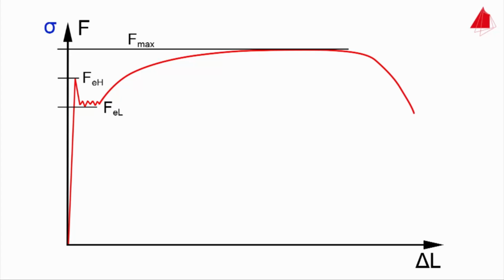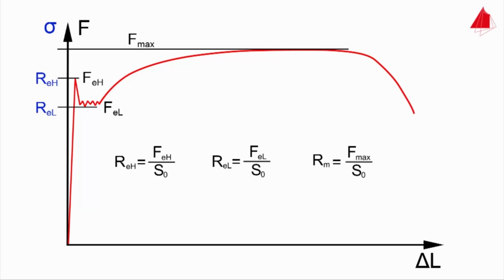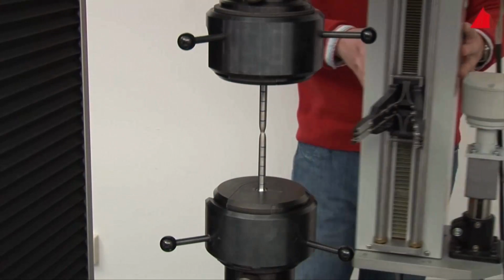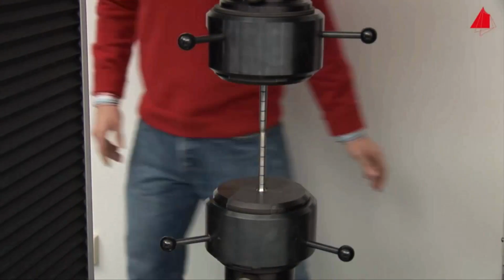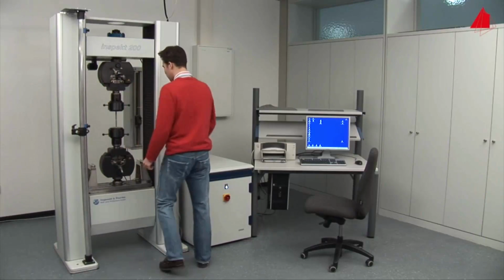The upper yield strength REH is calculated by dividing the force FEH by the original cross-sectional area S0. The lower yield strength REL is defined in a similar way. The maximum force divided by the original cross-sectional area is called tensile strength RM. Again, force over area. In the last step, the tester swings the extensometer back into its resting position and removes the broken test piece.